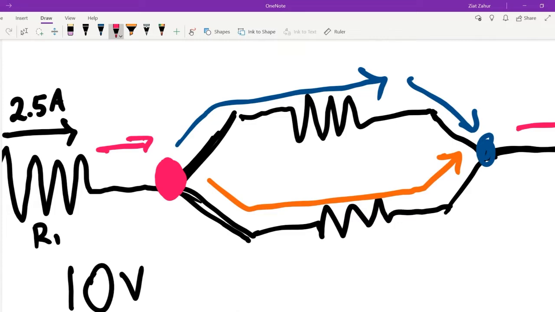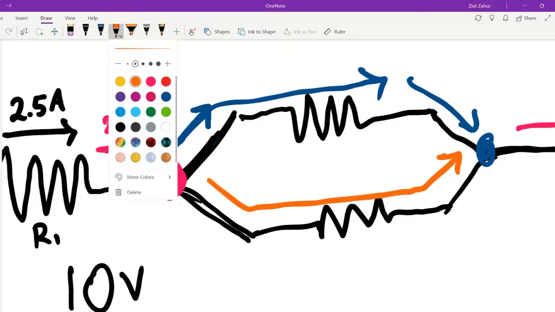However, the total current that is split up is still equal to the total, because you can't get more than what you started with. Whatever current goes into a junction, right? So this pink arrow, which represents 2.5, that is going into the junction, must equal what comes out of the junction. So the blue arrow plus the orange arrow must equal the pink arrow.